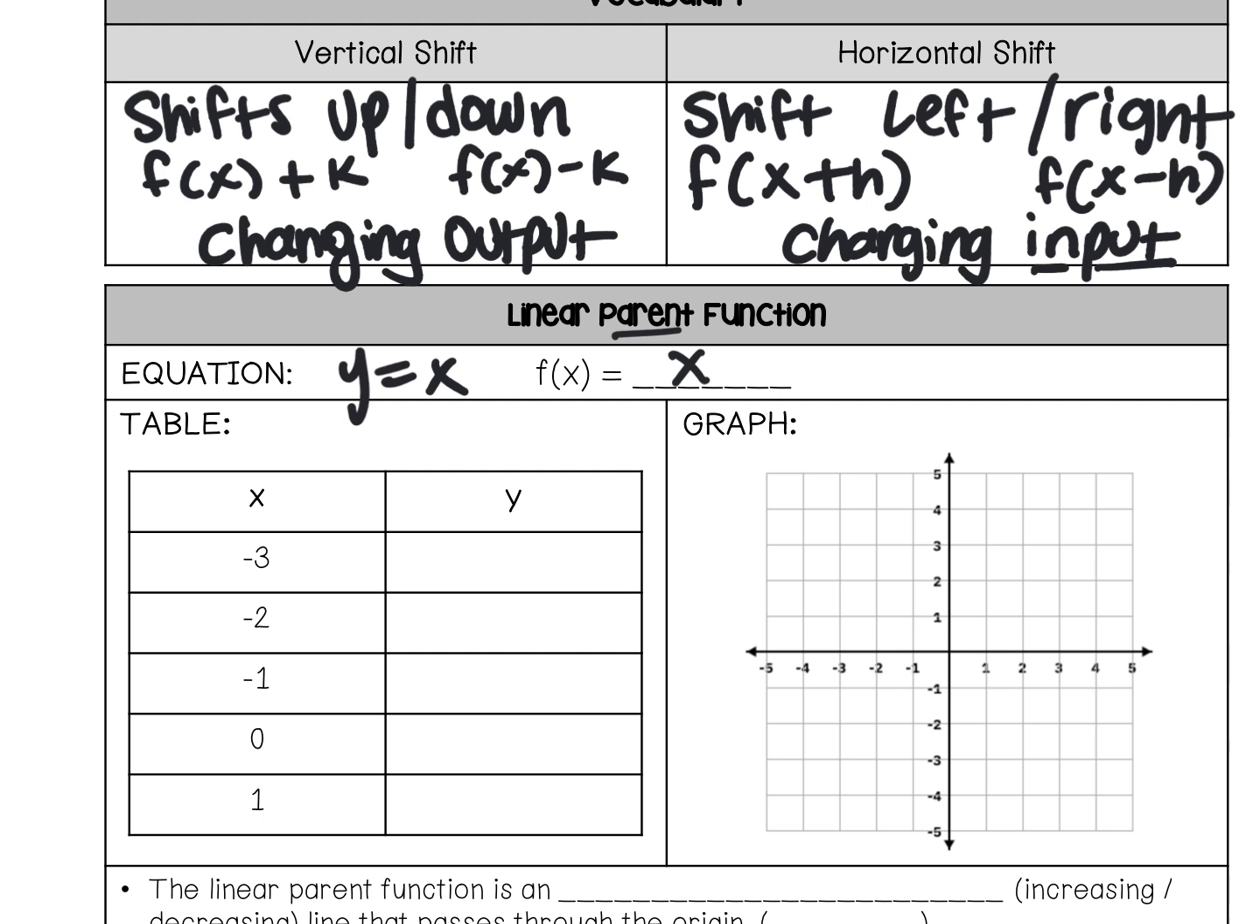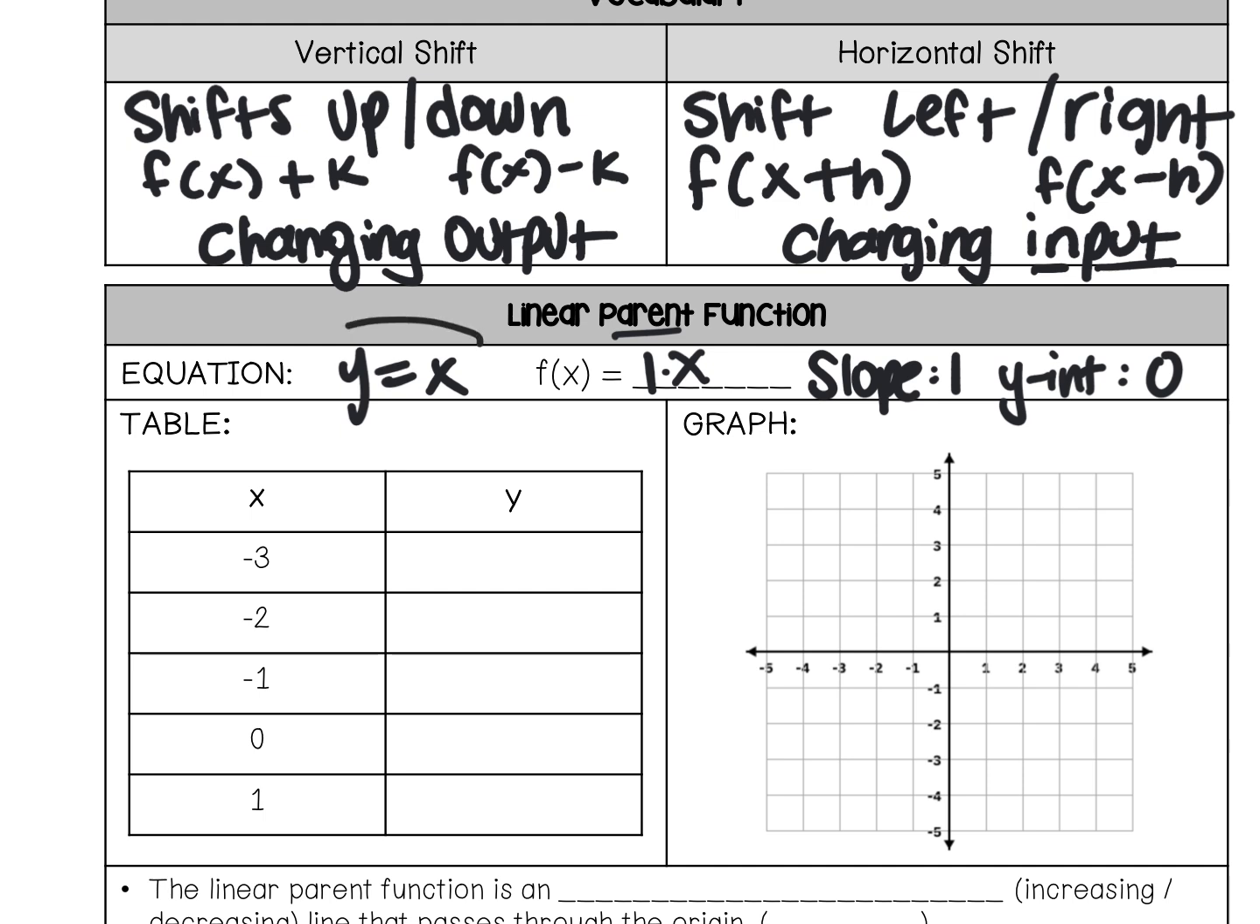This mother function has a slope of 1, because there's an invisible 1 in front of that x. 1 times x, basically. And the y-intercept is 0. This function starts at 0. It's like adding $1 to your bank account every week. That's your basic function. Add plus 1, plus 1, plus 1, plus 1, plus 1. You started at 0, and you added $1 every week. That would be considered your mother function.